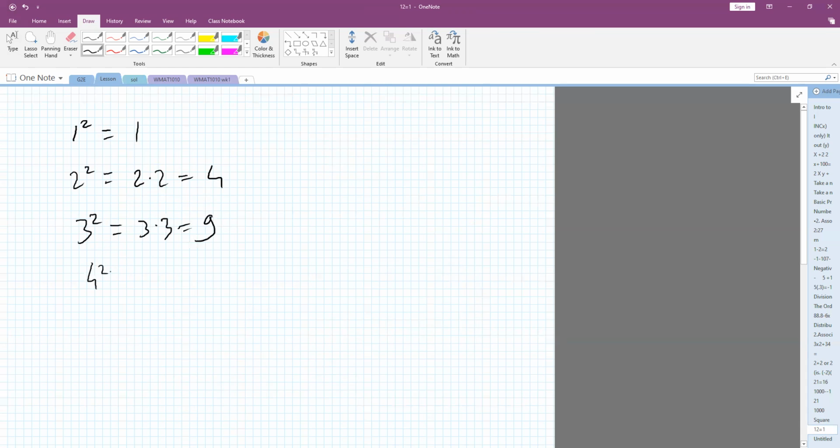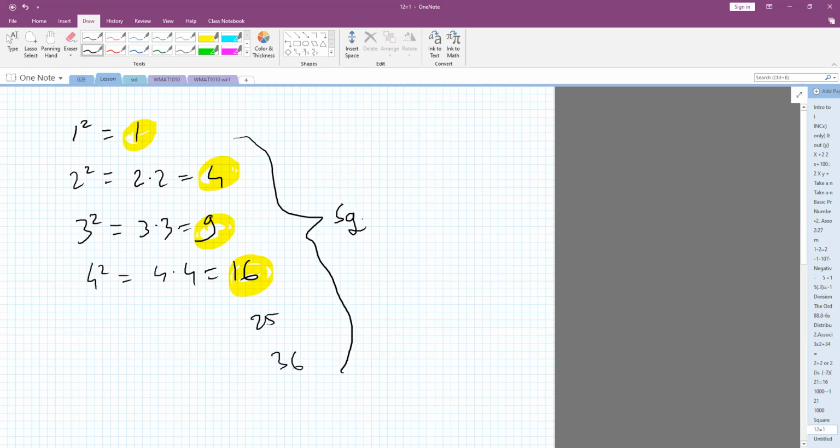Now when you have 4 squared, that gives you 16. So you see these numbers, 1, 4, 9, 16, and the next one would be what? 5 squared, 25, and then 36. They are examples of square numbers because you obtain these numbers by squaring 1, 2, 3, and so on.